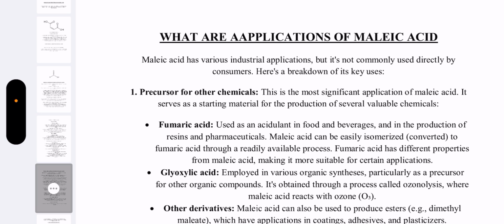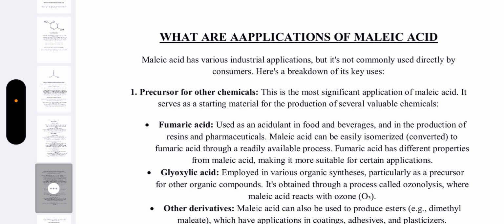Malic acid has various industrial applications but is not commonly used directly by consumers. Here is a breakdown of its key uses. Particularly as a precursor for other chemicals, this is the most significant application of malic acid. It serves as a starting material for the production of several valuable chemicals, and for malic acid uses in food and beverages.